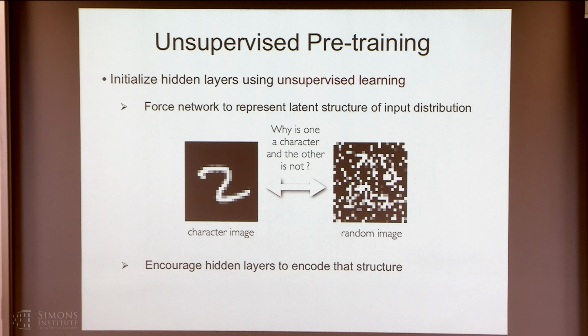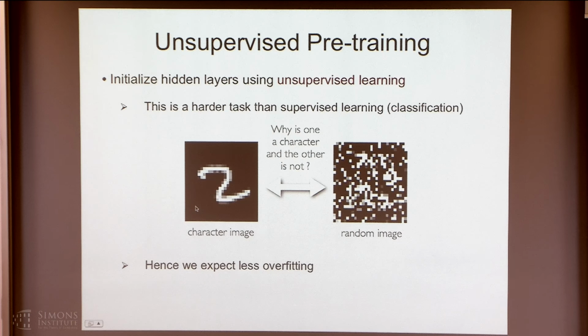So unsupervised pre-training: one way of doing it would be to initialize hidden layers using unsupervised pre-training. You're basically forcing your model to represent latent structure in the input distribution. You're basically trying to say, I want my model to understand why this is a character and this is not, effectively by modeling the distribution over these pixels. And it's a harder task than a supervised learning task. Being able to build a model that can generate these characters, understand the precise position of all these pixels, is a much harder task than a classification task. Even from an information theoretic standpoint, if you're trying to model all of these pixels, that's a lot of information to model, as opposed to just saying, is it a 2 or not a 2? So you'd expect less overfitting.